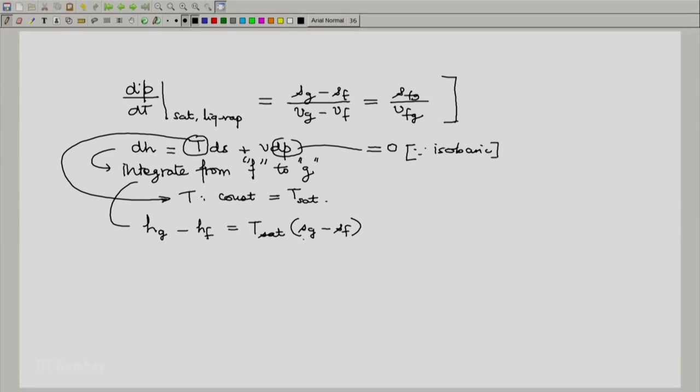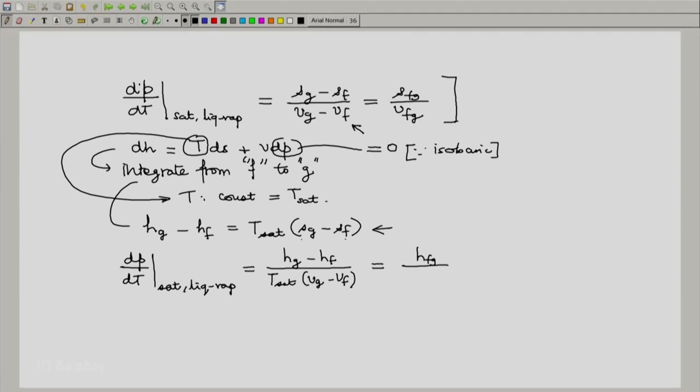Now, use the resulting expression for Sg minus Sf from this relation, substitute back here, and you will get dP by dT along the liquid vapor saturation line equals Hg minus Hf divided by T sat times Vg minus Vf, which can also be written down as Hfg divided by T sat Vfg. Now, this is true for the liquid vapor saturation line.